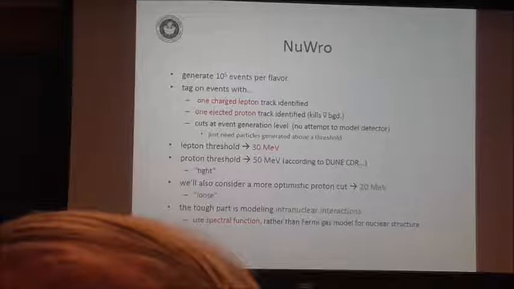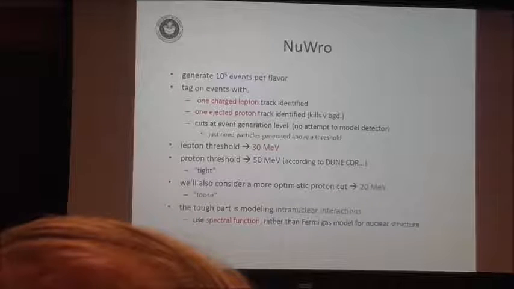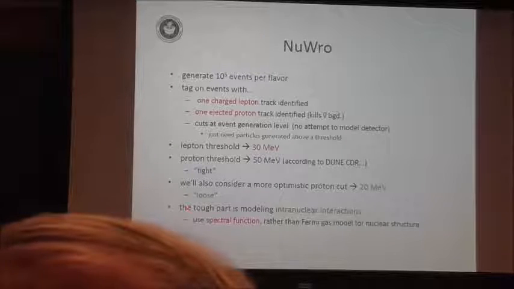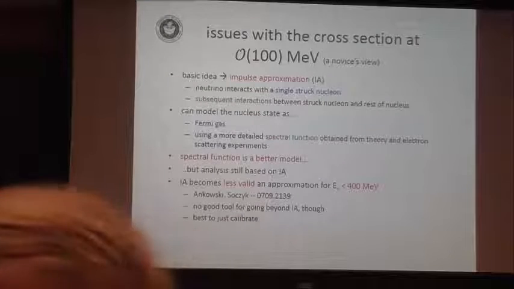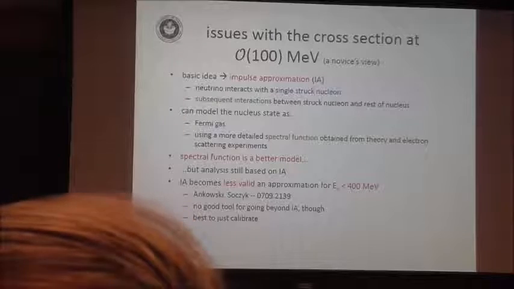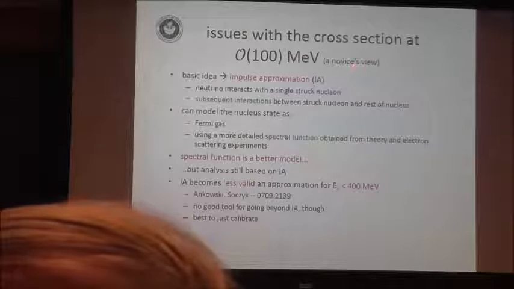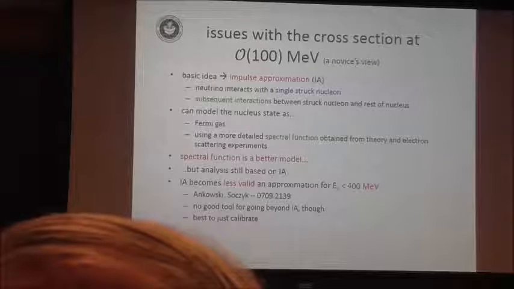And so the toughest part of modeling this kind of interaction is in understanding essentially the intranuclear effects. And so the nice thing which Neuro lets you do is use a spectral function rather than a Fermi gas model for this. And that's part of the reason, the main reason, why we switched to Neuro. And so I'll describe a little bit what are the issues with these neutrino nucleus scattering cross sections at 100 MeV, and I'll preface it by saying this is completely a novice's view. This is not really what I focus on, but this is my understanding of really what are the issues, not only some which Neuro solved, but some of the issues which are still outstanding.